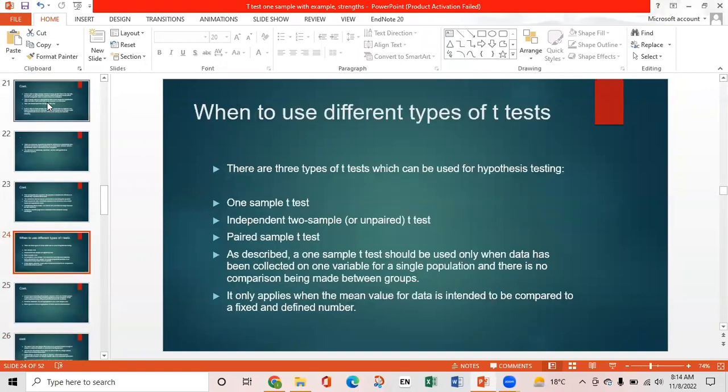Now, when to use different types of t-tests? There are three different types of tests which can be used for hypothesis testing: one sample t-test, independent two-sample or unpaired t-test, and paired sample t-test. As described, one sample t-test should be used only when the data has been collected on one variable from a single population and there is no comparison being made between groups. It only applies when the mean value for data is intended to be compared to a fixed and defined number.